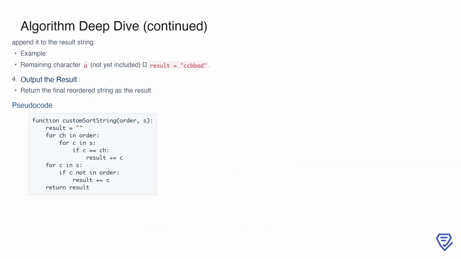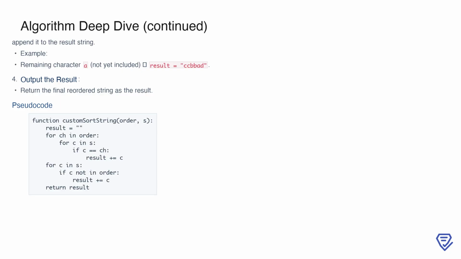The final step in the brute force approach is to append any remaining characters from S that were not included while iterating over order. For instance, in our example with order equals CBA and S equals ABCDACB, the character D remains after processing C, B, and A. This results in the string CCBBAAD.